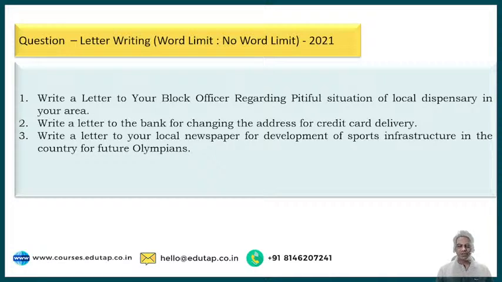Second was write a letter to the bank for changing the address for credit card delivery. This is a request letter. Third, write a letter to your local newspaper for development of sports infrastructure in the country for future Olympians.